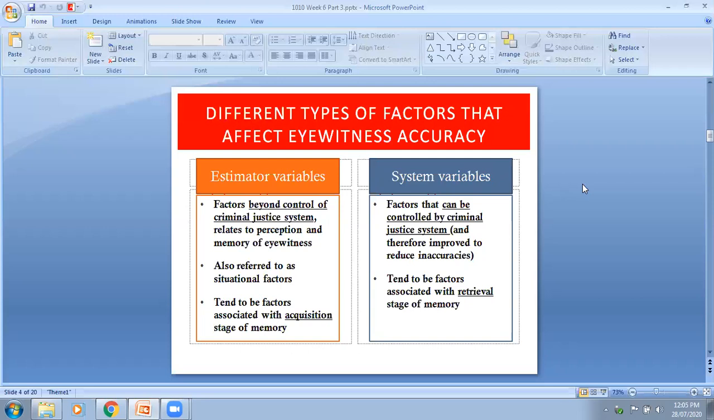System variables, on the other hand, are what happens when the person comes into contact with the criminal justice system, and it's about them trying to retrieve those memories. This is when the police officer asks you what you saw. And this is something that we can do something about. Estimator variables, as it says, are beyond the control of the criminal justice system. System variables are things that we can control and change if we need to. And this is things like training officers how and what to ask and deal with lineups properly. So it's quite important that you understand the difference between estimator and system variables.